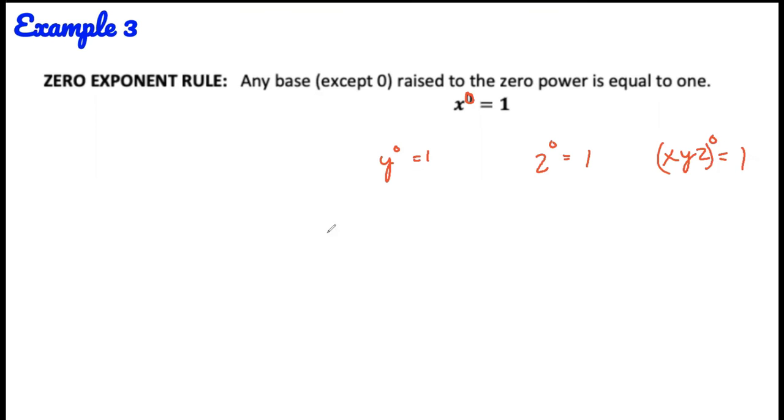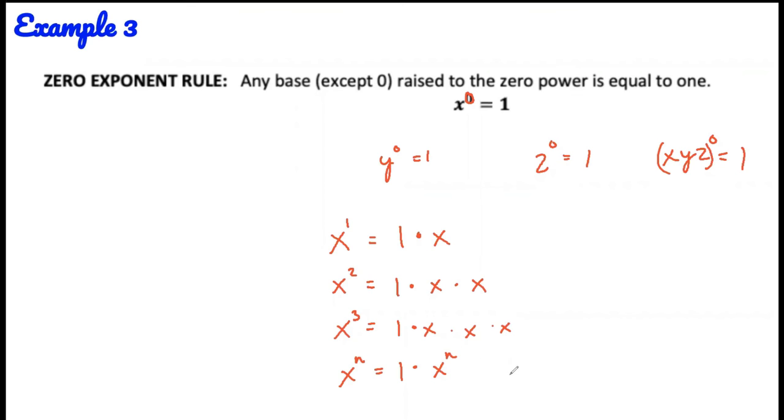Why is that true? All right, so let's say that x is to the power of 1. This is saying that we have 1 times x, right? We multiply the factor 1 time. What happens if we have x squared? We have 1 times x times x. If we have x to the power of 3, 1 times x times x times x. And it continues on, right? x to the power of n is 1 times x, n times, however big our exponent is.